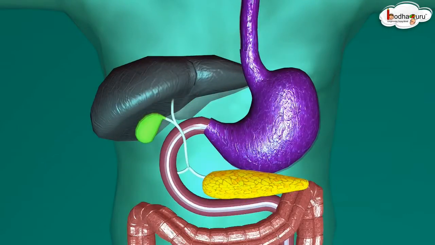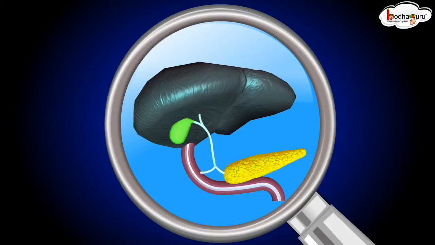The liver is a reddish-brown gland situated in the upper part of the abdomen on the right side. The bile juice secreted by it is stored in a sac called the gallbladder. The juice is then released into the small intestine.